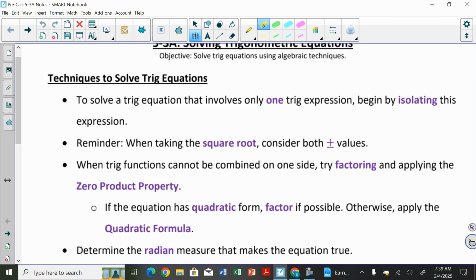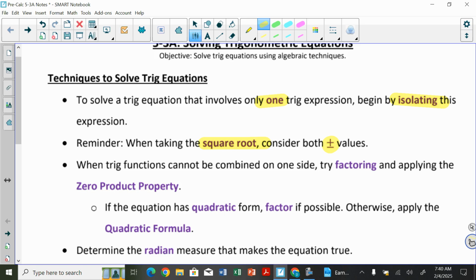Okay, so just going through some techniques to solve trig equations, and you can pause or rewind this so I can go fast through it. To solve a trig equation that involves only one trig expression, we want to begin by isolating this expression. So if you can get that trig function on one side of the equal sign, that helps. When you're taking a square root, you remember you have to consider both positive and negative values.